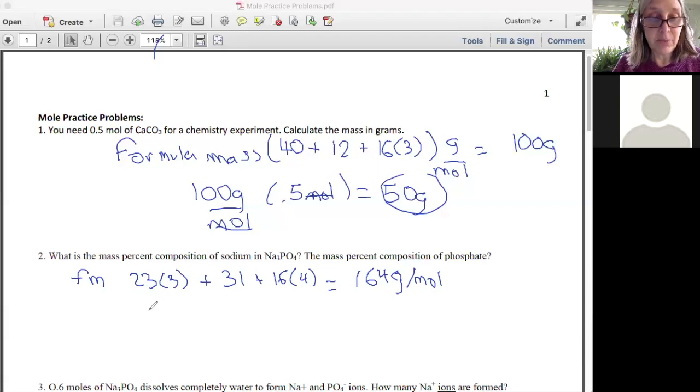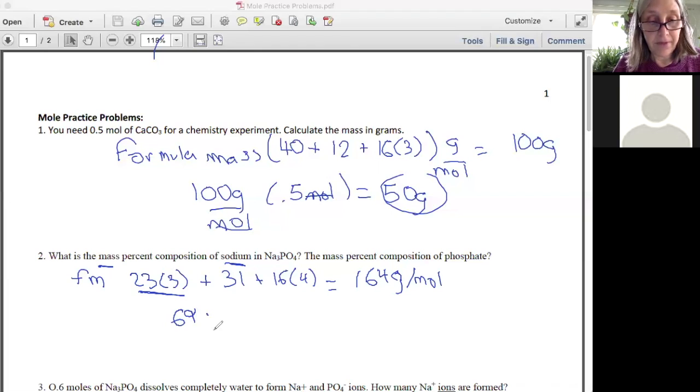What is the mass percent composition of sodium? So in this case, the mass percent composition means we need to know the mass essentially of sodium and compare that to the mass of the total thing. So basically in this case, sodium, there's 3 of them. So it has 23 times 3, that is basically 69.